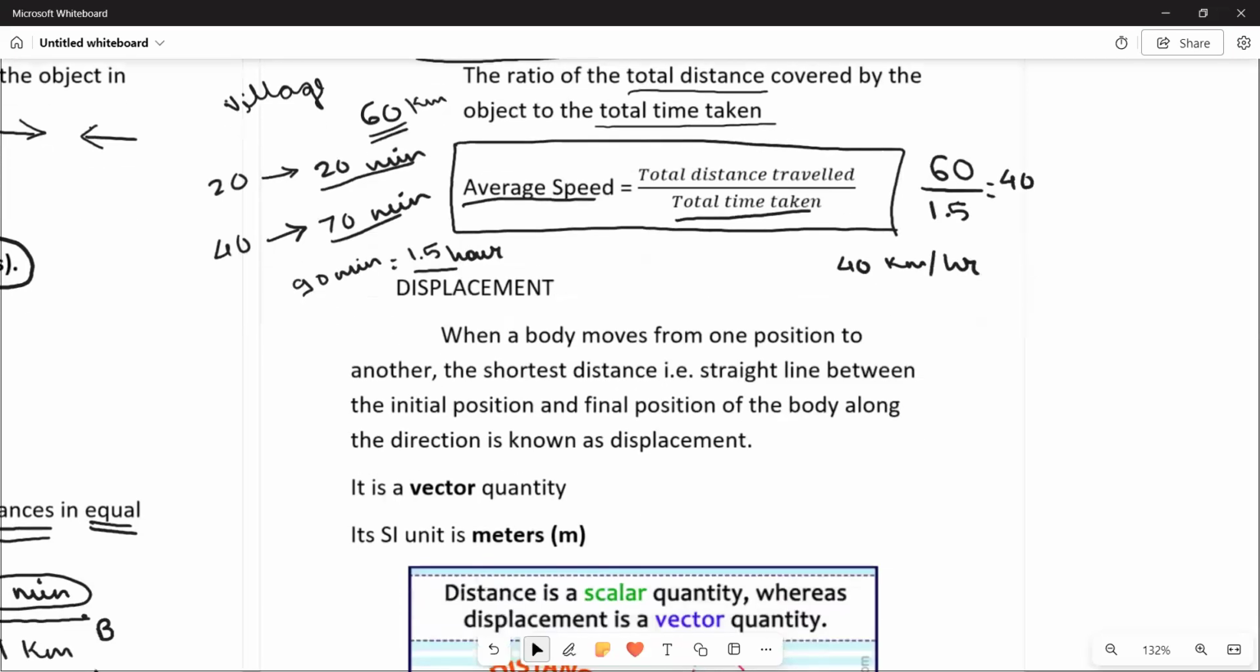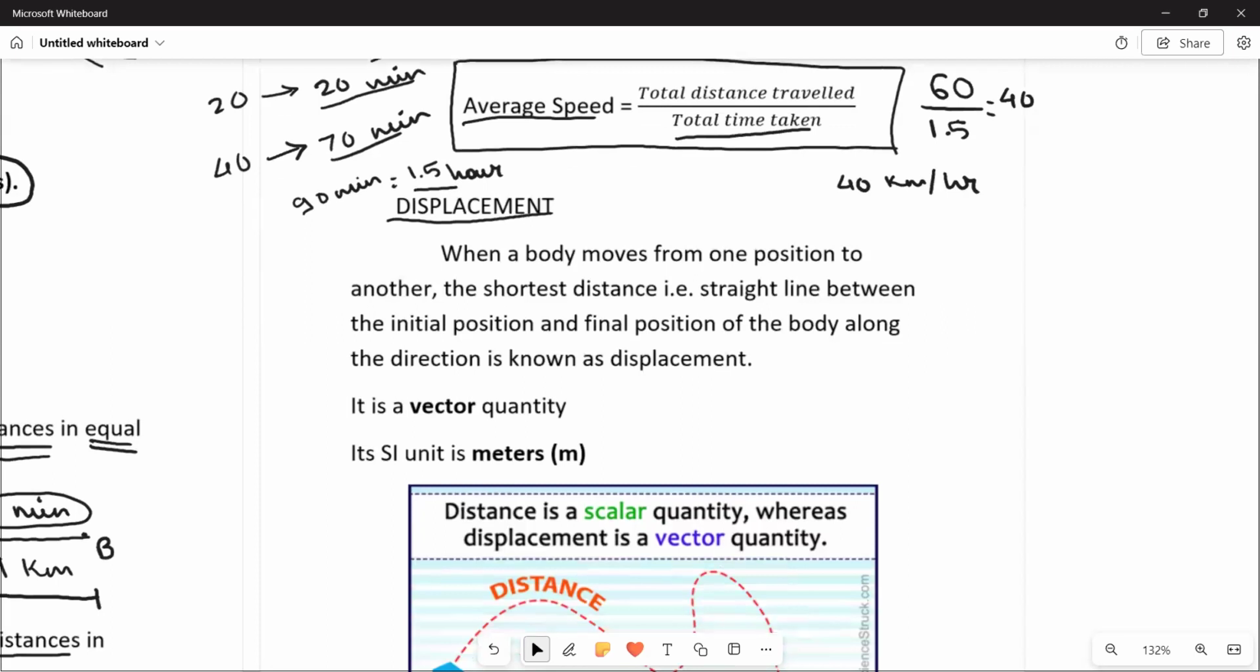Okay, so now we'll move on to our next topic, which is displacement. Till now we have considered distance, in which the direction was not taken into consideration, right? In whichever direction we went, our distance was always increasing. But when we discuss displacement, we'll consider the direction also. So now see how the direction is taken into consideration.